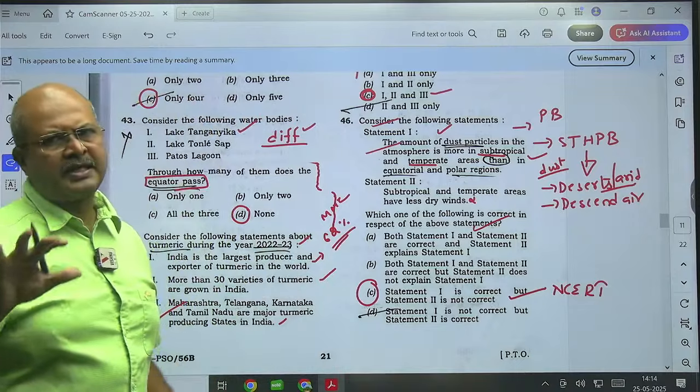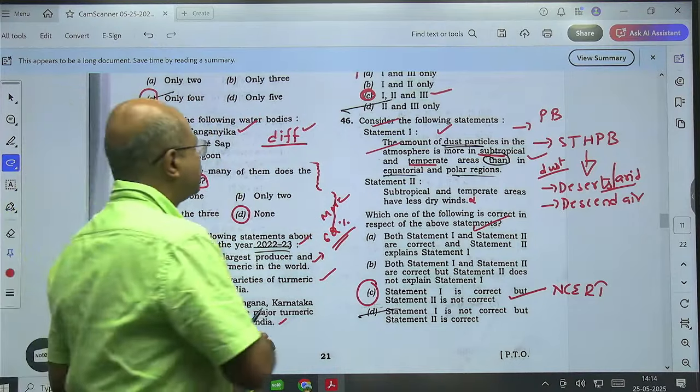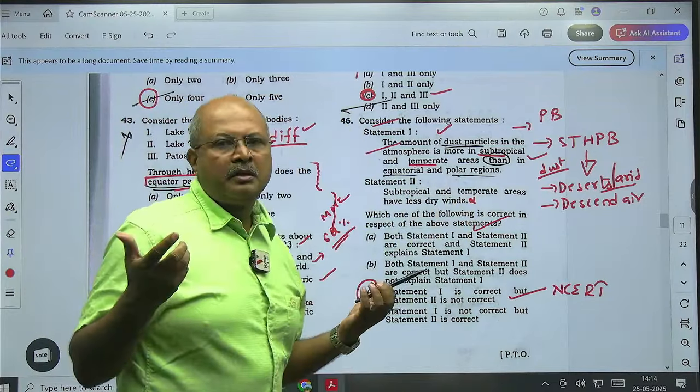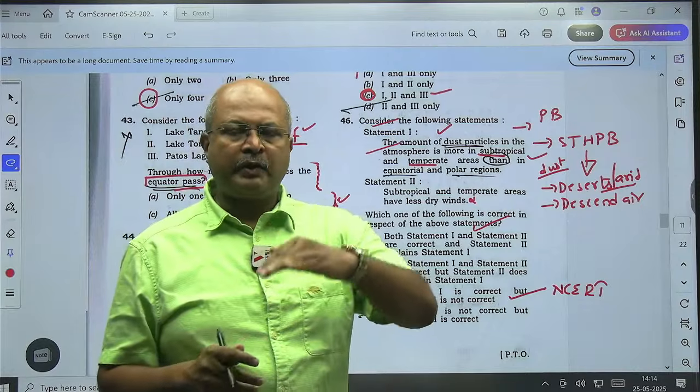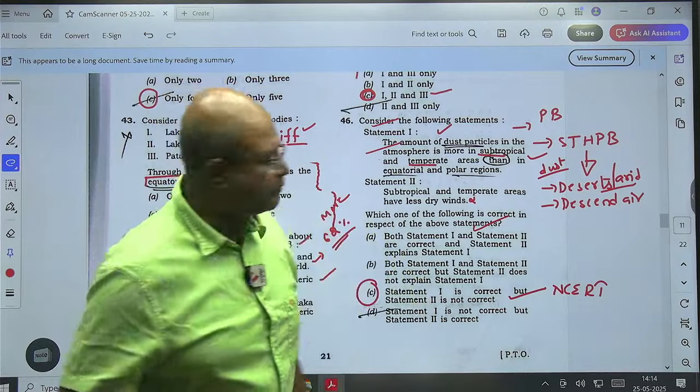It gives the exact idea why we find dust particles in that region. And equatorial and polar regions always have more rainfall. At the equator we find more rainfall, and at the poles we always have cold winds.